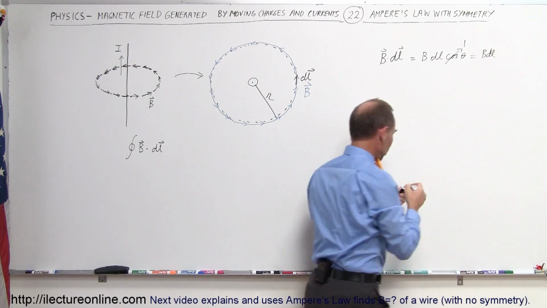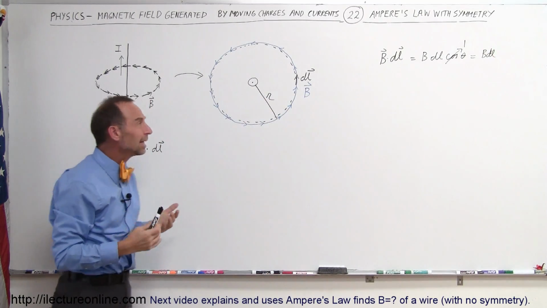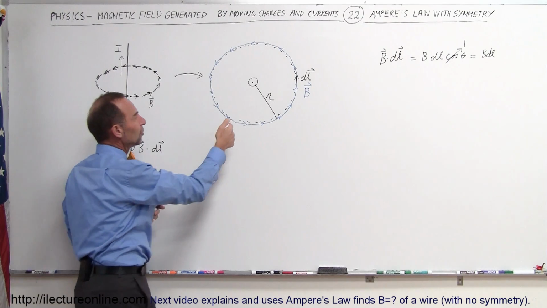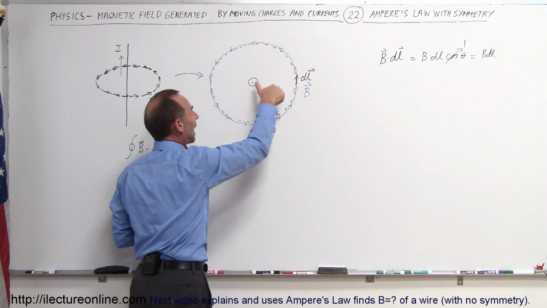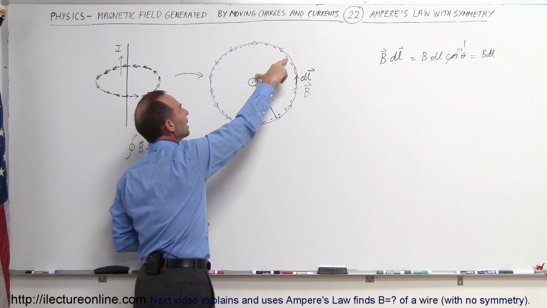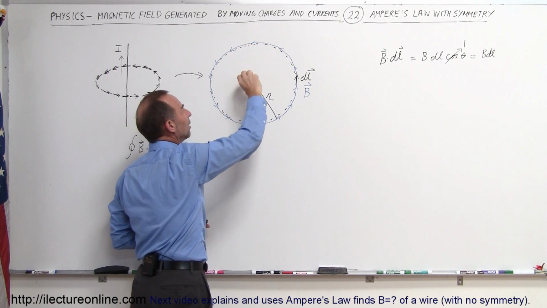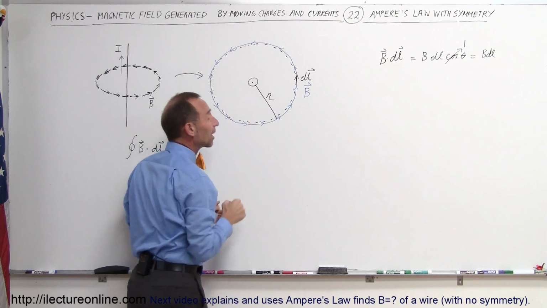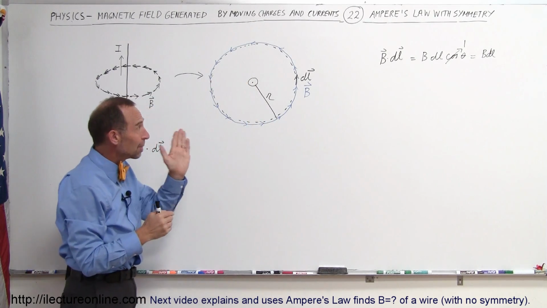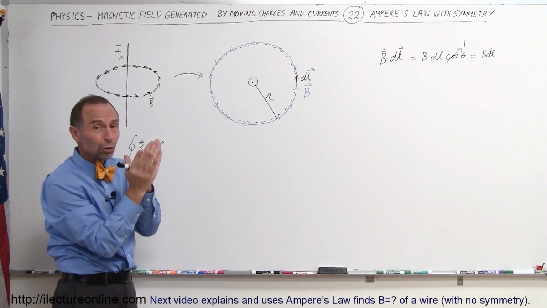The reason why this works is because we took everything in perfect symmetry. We wanted to make sure that the path we take for the integral is a circular path and that the radius remains equal all the way around. If we didn't do that, if we put this on the side here, and the radius changed in direction, then the line segment dl in the direction of the magnetic field wouldn't always be the same.